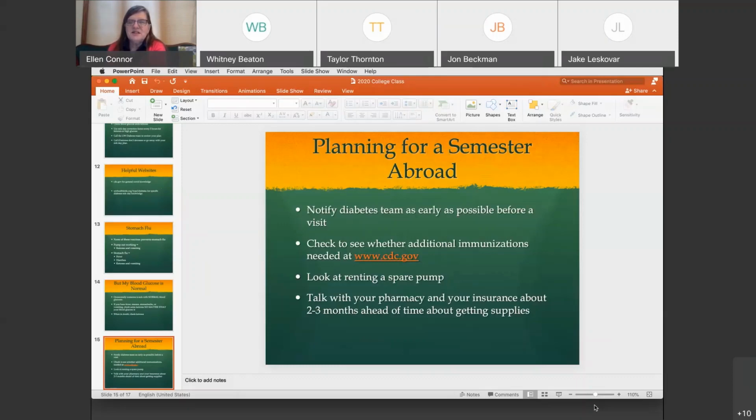A couple of things to do. One is to notify the diabetes team so we can give you some ideas about how to transport your insulin. Another one is to look on the CDC website and see if you need any immunizations to go to the particular country you're going to.